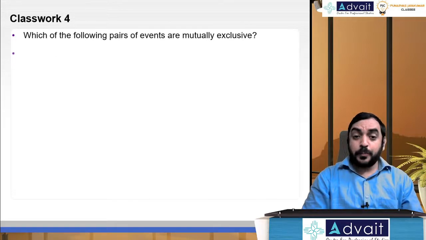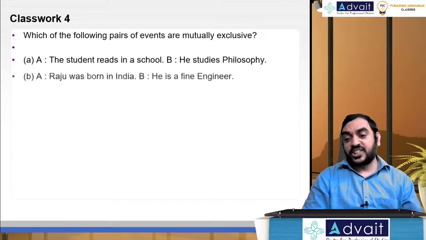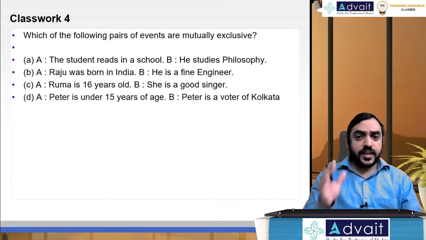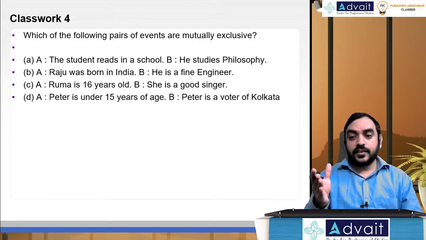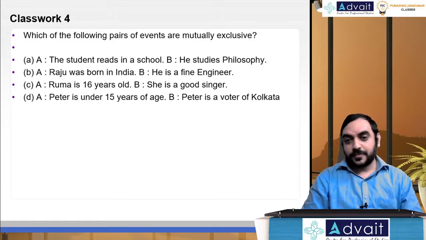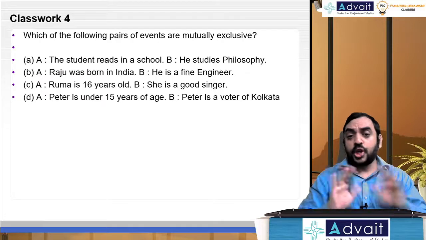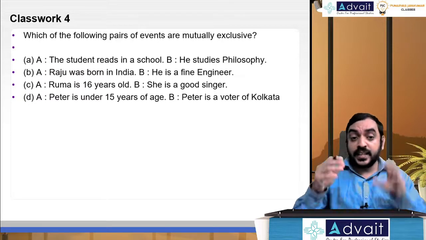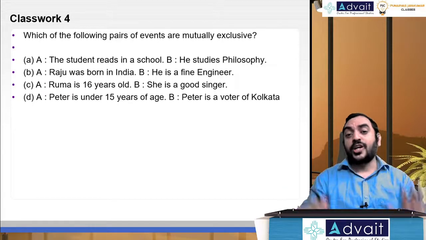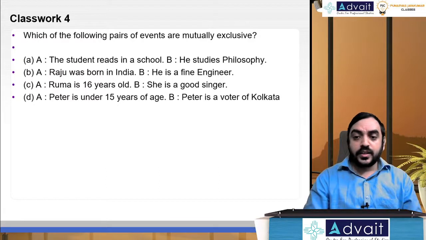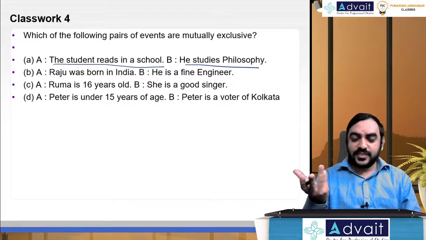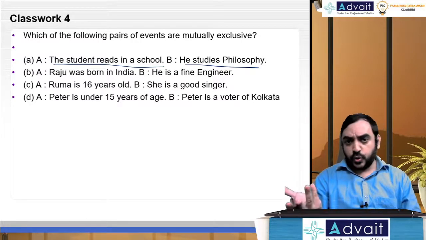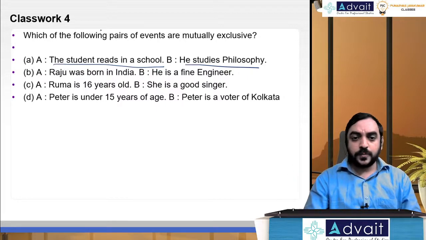Which of the following pairs of events are mutually exclusive? You understand? Mutually exclusive means if one happens, the other should not happen. Both of them should not be happening simultaneously. That is, A and B should not happen. The student reads in school, he studies philosophy. He can read school and he can read philosophy also.